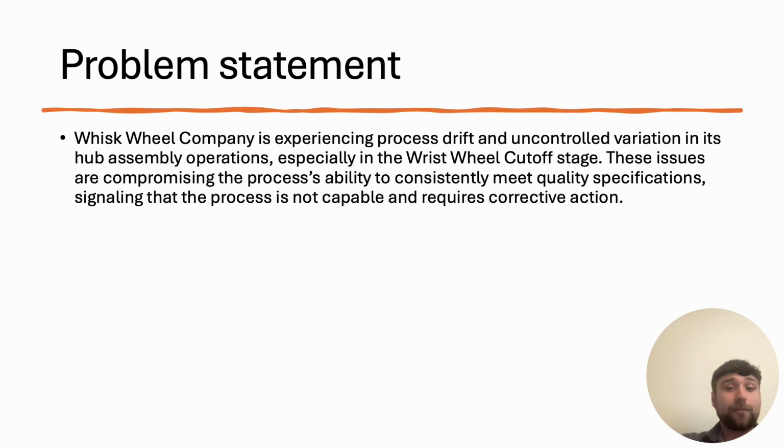And the problem statement for this part: Whisk Wheel Company is experiencing process drift and uncontrolled variation in its hub assembly operations, especially in the wrist wheel cutoff stage. These issues are compromising the process's ability to consistently meet quality specifications, signaling that the process is not capable and requires corrective action.